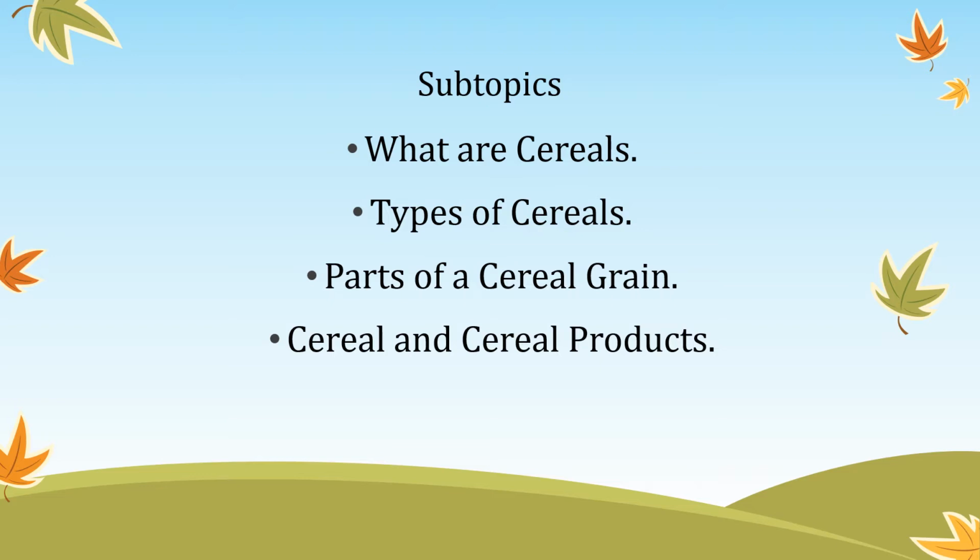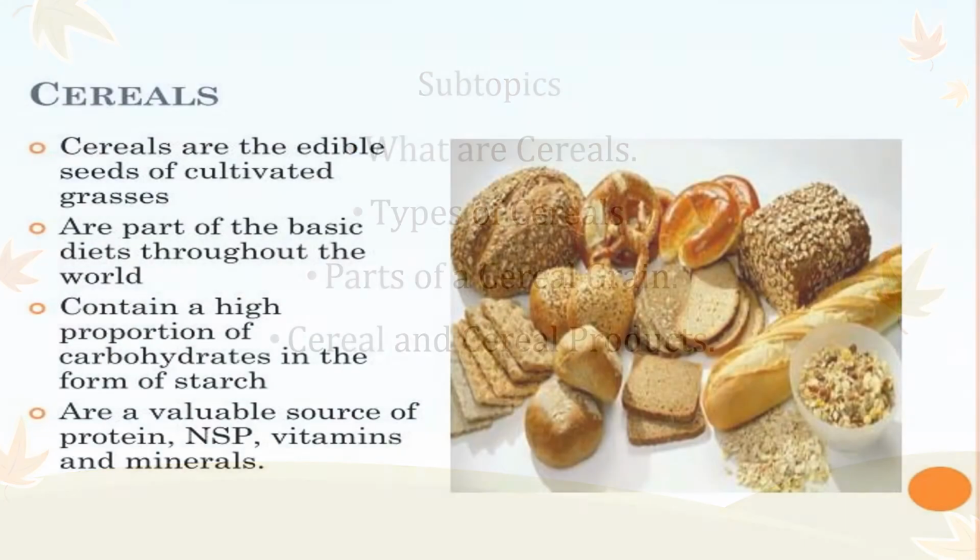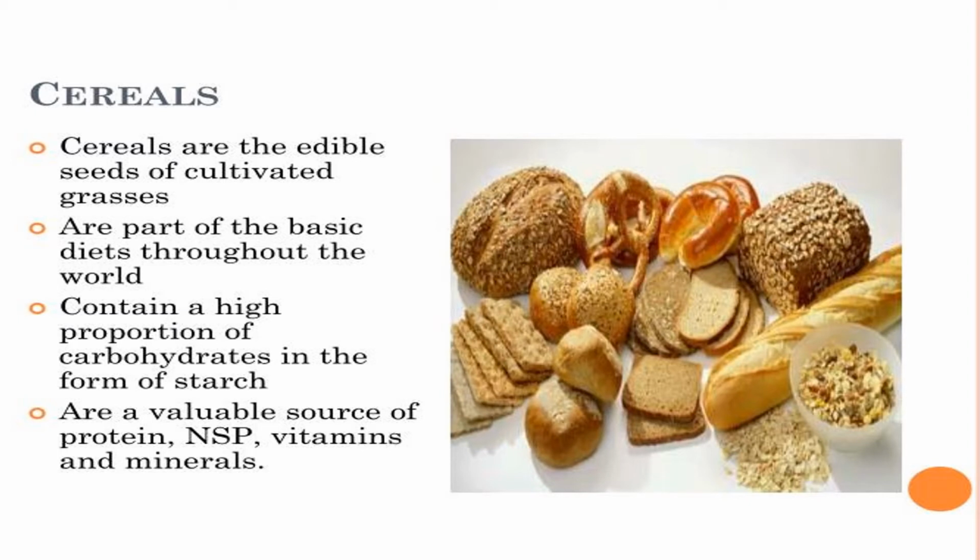Subtopics. We're going to look at what are cereals, types of cereals, parts of a cereal grain, and cereal products. What are cereals? Cereals are the edible seeds of cultivated grasses. These are grasses that are grown for the purpose of their seeds, and those are called cereals. You would hear it hand in hand with cereals and grains.